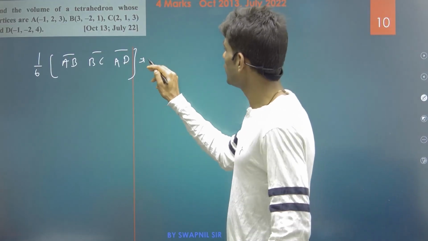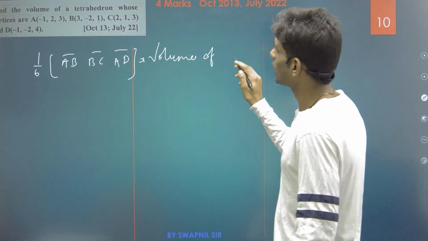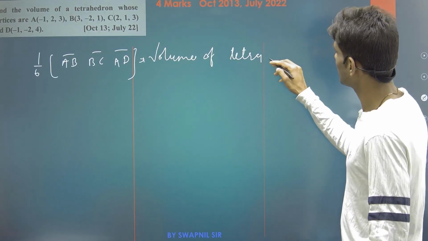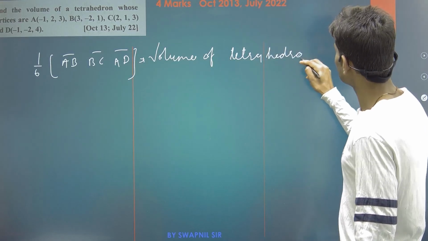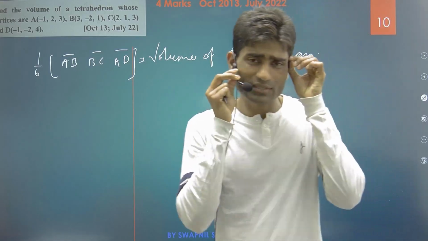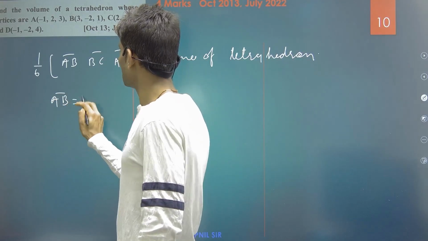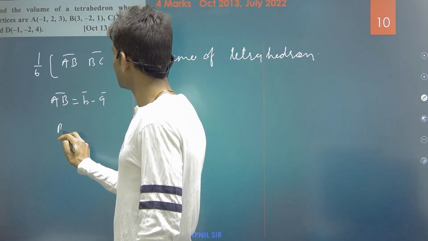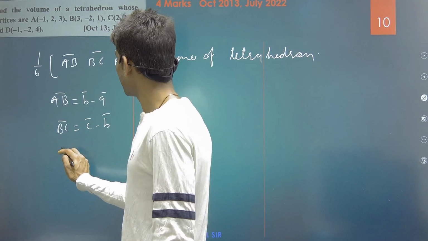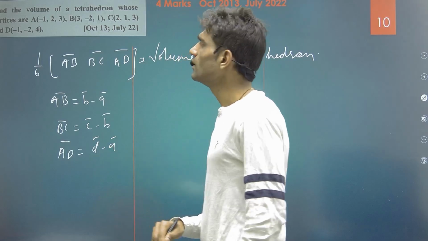This is the volume of our tetrahedron. Now for finding the vector AB bar, we can write it as the position vector B bar minus A bar. Vector BC bar can be written as position vector C bar minus B bar, and vector AD bar can be written as position vector D bar minus position vector A bar here.